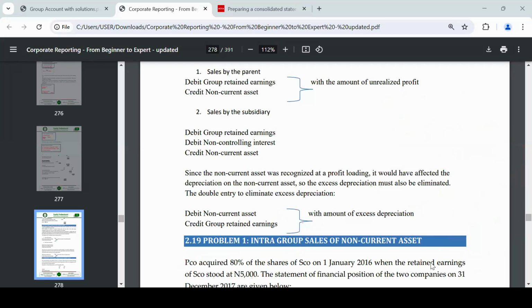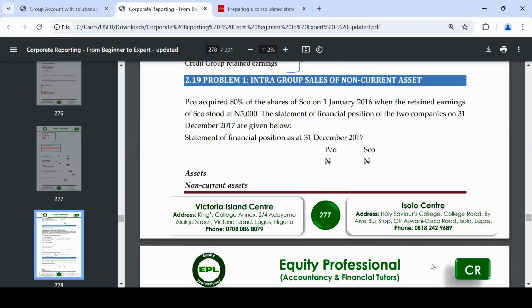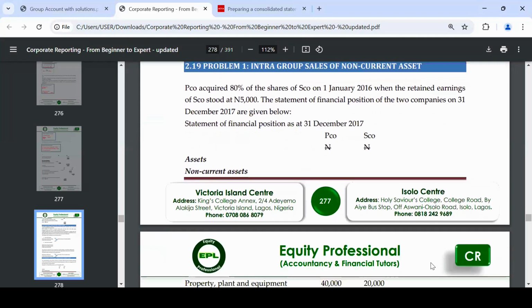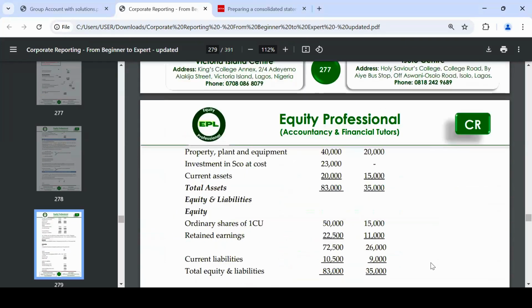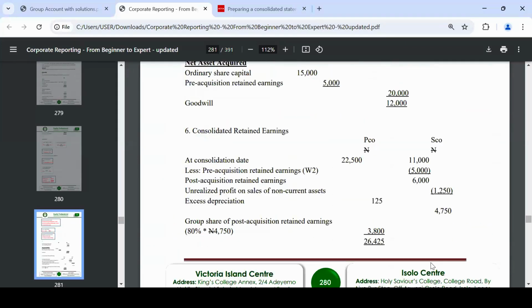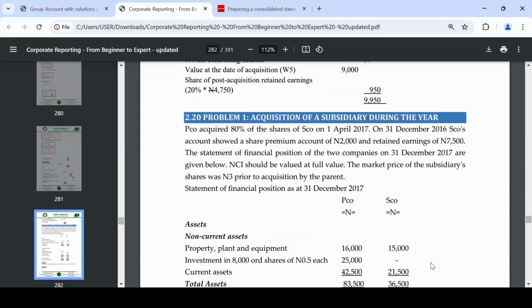Okay, let's just look at a scenario. We are told Pico acquired 80% of the shares of ESCO on first. This is going to be the last. I'm coming. I just want to check. I think this would be the last.